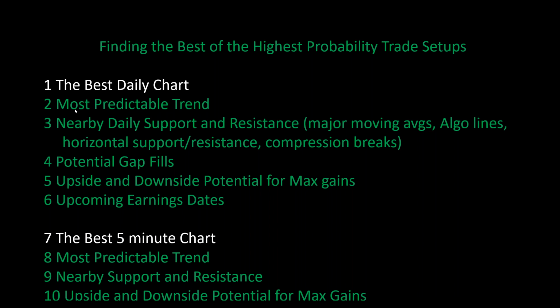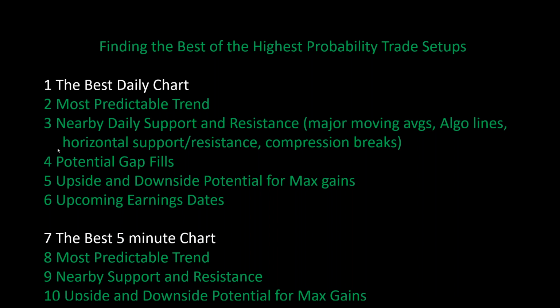Just want to look at the candlestick pattern and be able to basically predict where you think this is going to go. It's not chopping around. It's not big huge wicks and big huge tails. It's got a nice predictable trend, and you can see that. You also don't want any nearby support or resistance close by. So you need to know where your daily support and daily resistance is, which would be major moving averages, the algo lines, horizontal support and resistance, and compression breaks. You want to know where all these are.